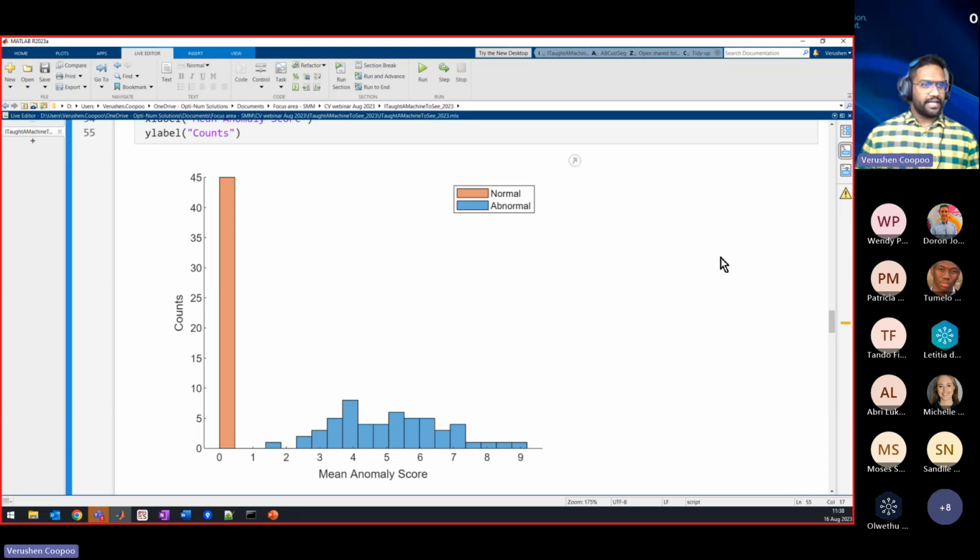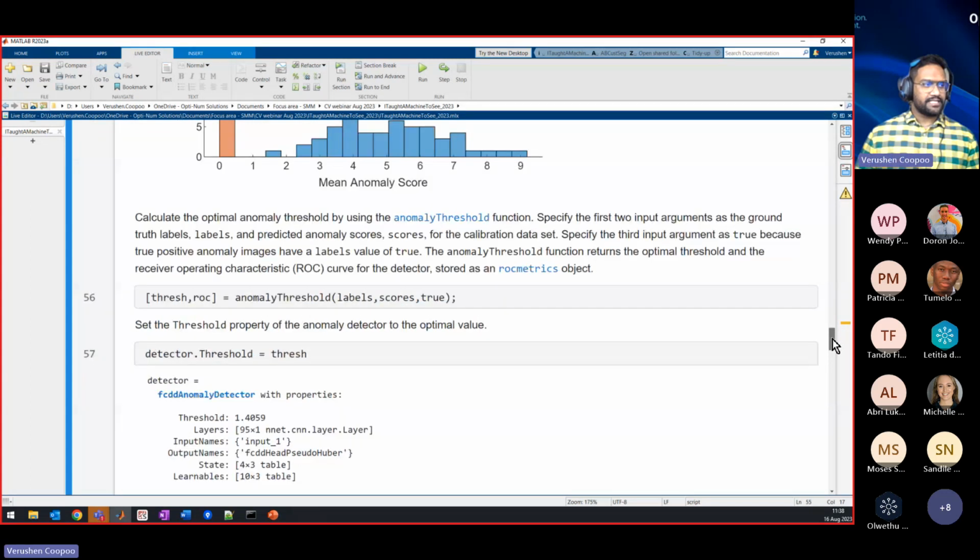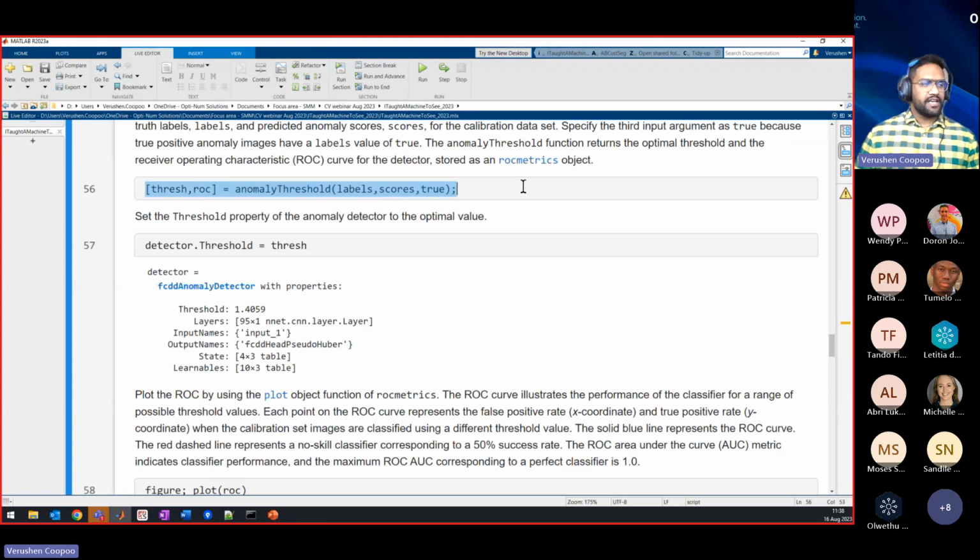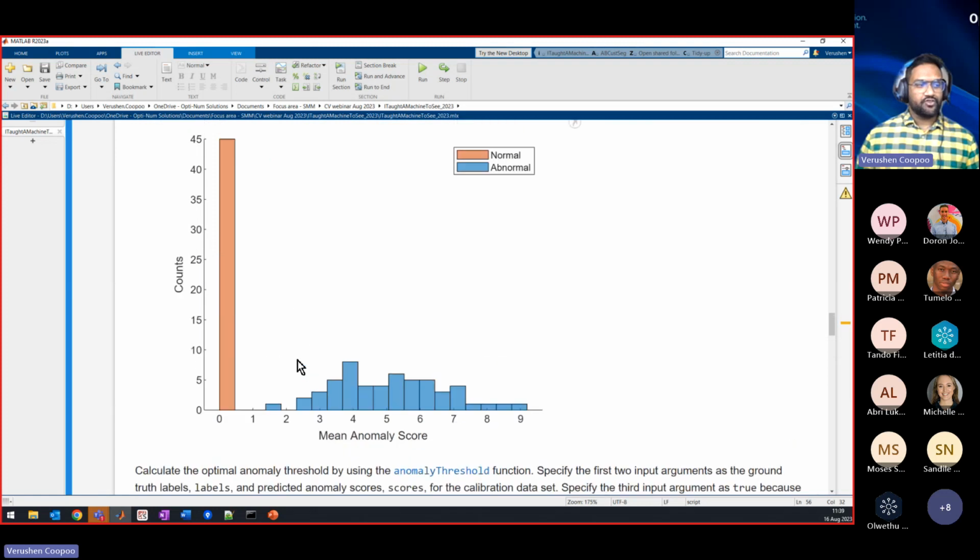And we can see that in line 56, we're actually sending in our scores and our labels, and we're going to get the anomaly threshold to be calculated. And we can see here, for this example, the anomaly threshold has been calculated to be 1.4. And this really makes sense with this image. We can see that 1.4 would be somewhere around here, maybe. Everything 1.4 and above is going to be abnormal. Everything 1.4 and below will be classified as normal.